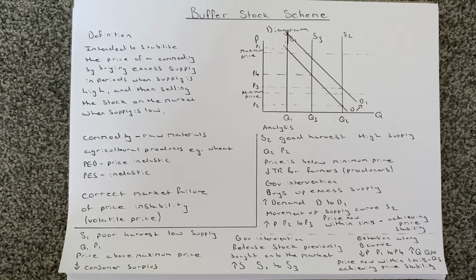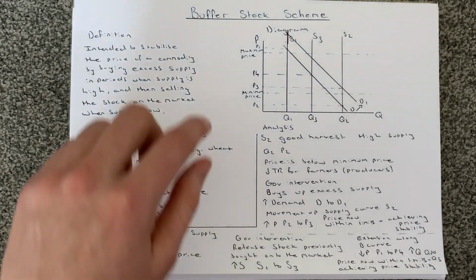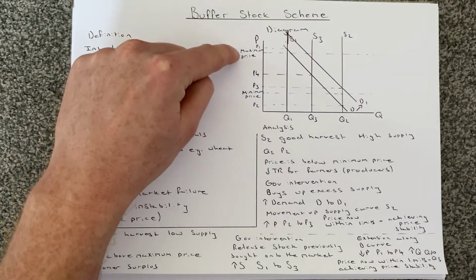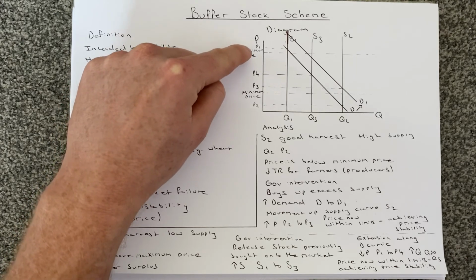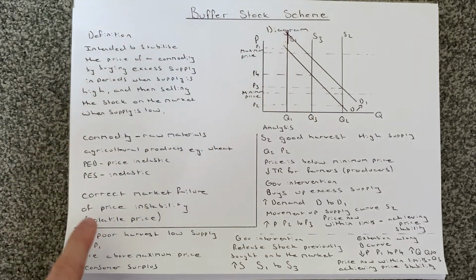And as a result of that increase in supply due to the release of stocks onto the market, we see the price fall, again, allowing the price to come now within the upper and lower limits, and therefore achieving price stability. So what this scheme does is it ensures that the price is constantly between the maximum and minimum price, and as a result, by the price being constantly between those two limits, it ensures price stability and therefore corrects the market failure.